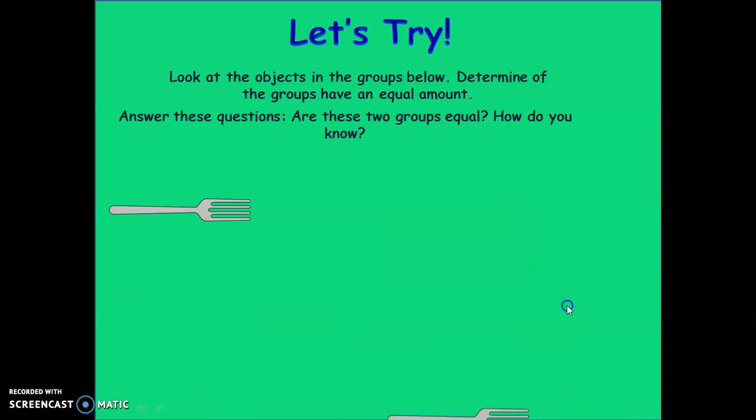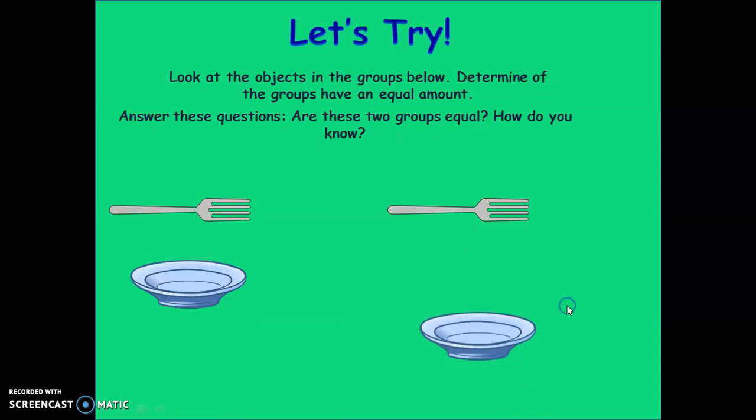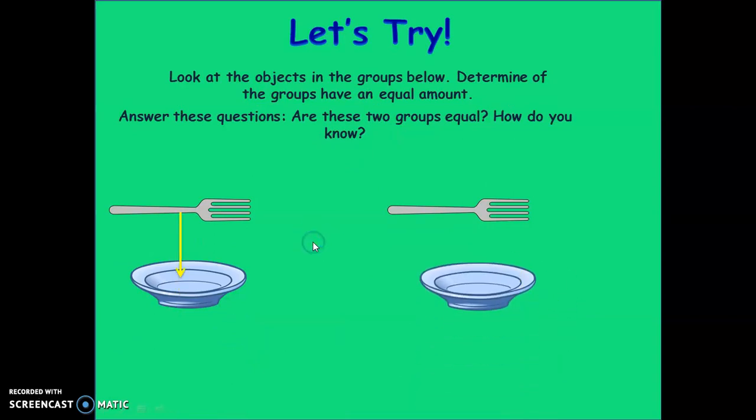So let's try again. I have 2 forks and 2 plates. Again, we're going to line up our forks and our plates to make sure that we have an equal group. So each plate has a fork and each group has 2 in it. Our questions that we need to answer are, are these 2 groups equal? How do we know? Well, I know they must be equal or the same because each group has 2 items, 2 forks and 2 plates. And I can check my work by lining them up with arrows, so I know that these 2 groups have an equal amount.